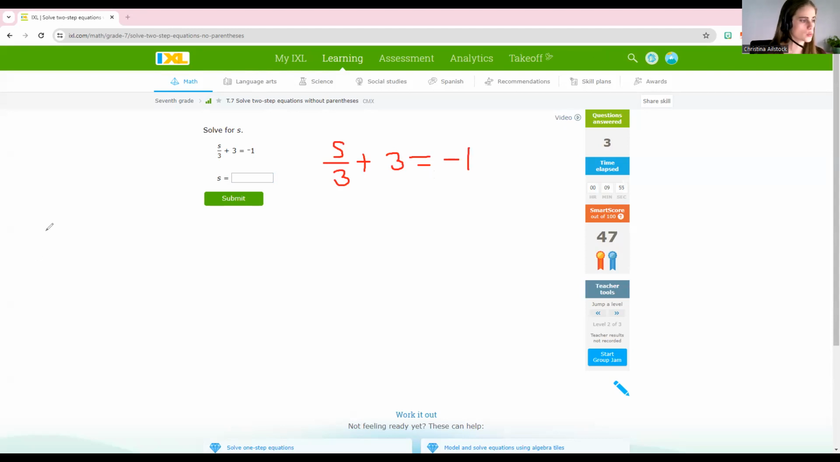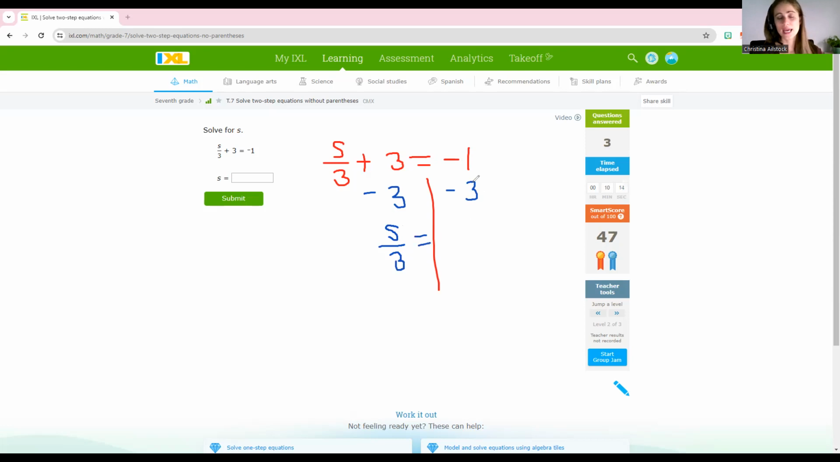All right, first thing we need to do is deal with any addition or subtraction, and I see that I have a plus 3, so the inverse of that would be minus 3. So we're going to subtract that from both sides. 3 minus 3 is 0, so we're just left with s over 3.